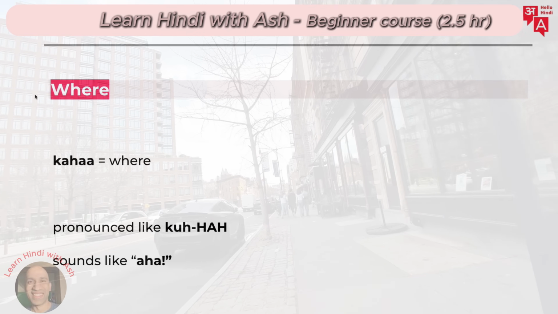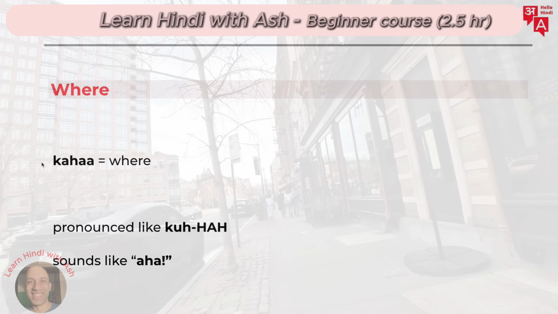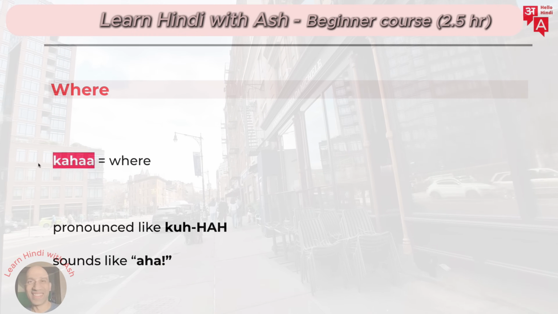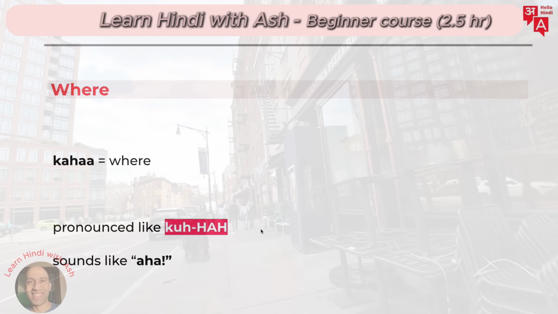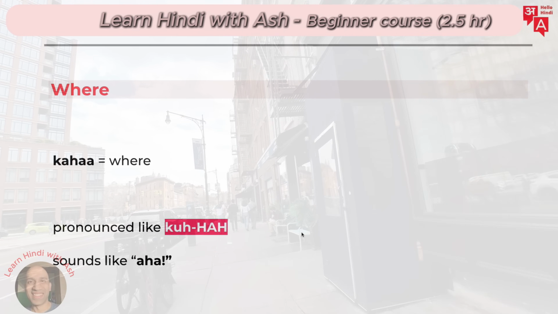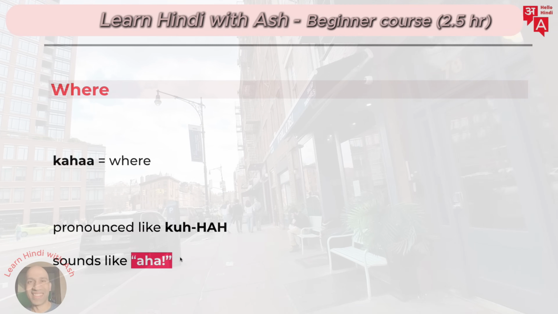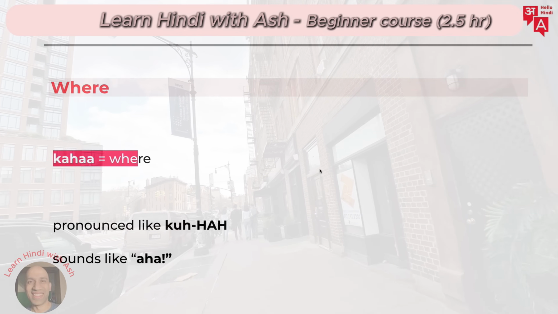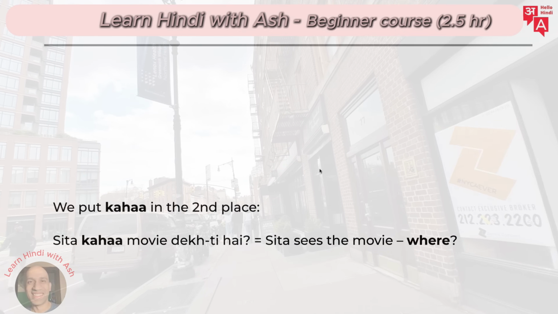This is our first question. The first question is where? Where is Kahaa. Many people have trouble pronouncing this. So how do you pronounce it? It's pronounced like Kahaa. Right? Almost sounds like aha in English. Aha, I got it. Like this. Kahaa. All right, that's helpful. Remember, it's important to know how to pronounce it.